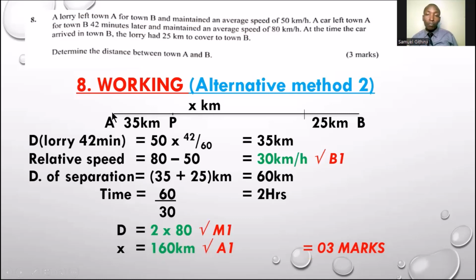Again, we let the distance from A to B be x kilometers. You're given that this car, when it arrived at B, the lorry was 25 kilometers away.